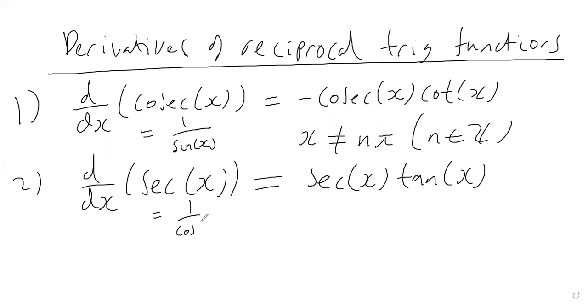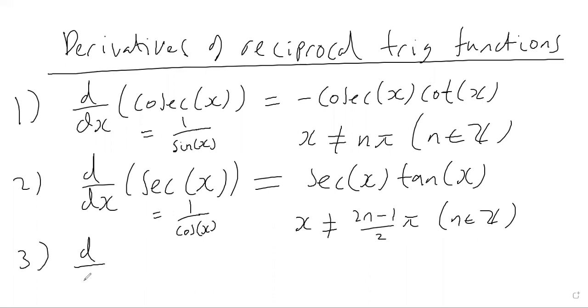Where is the cos function not defined? Well, it's not defined at pi over 2, at negative pi over 2, at 3 pi over 2, at negative 3 pi over 2, at 5 pi over 2, and at negative 5 pi over 2, and so on and so on. So x is not defined for (2n minus 1) over 2 times pi, for n in the integers. So all odd numbers divided by 2 times pi, that's where the sec function is undefined, but it's defined for all other real values of x. Okay, great, that's that one.